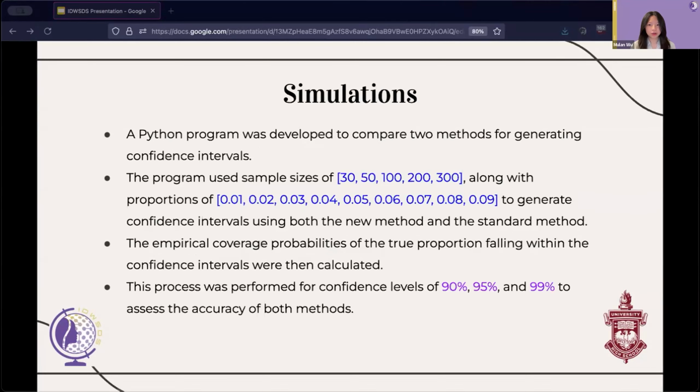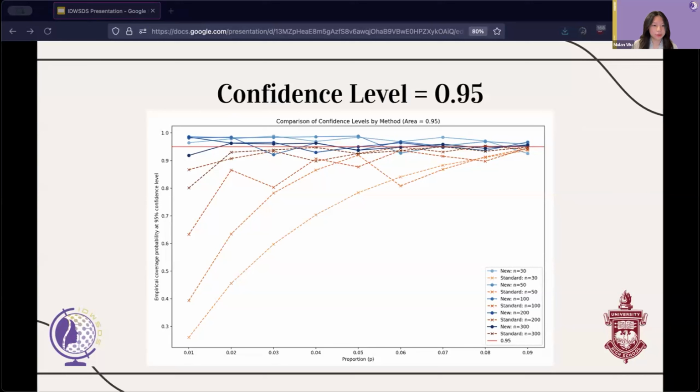So this is where the confidence level is 0.95. The blue points are the empirical coverage probabilities obtained from the new method, and the orange points are from the standard method. As you can see, when we compare the magnitudes, we see that the orange points are inconsistently close to 0.95 when the proportion is less than 0.05, while the blue points are closer to 0.95 across all tested proportions. We do see that the orange/brown points are closer to 0.95 when the proportion is greater than 0.05. However, when it's less than 0.05, it's a lot more unpredictable.